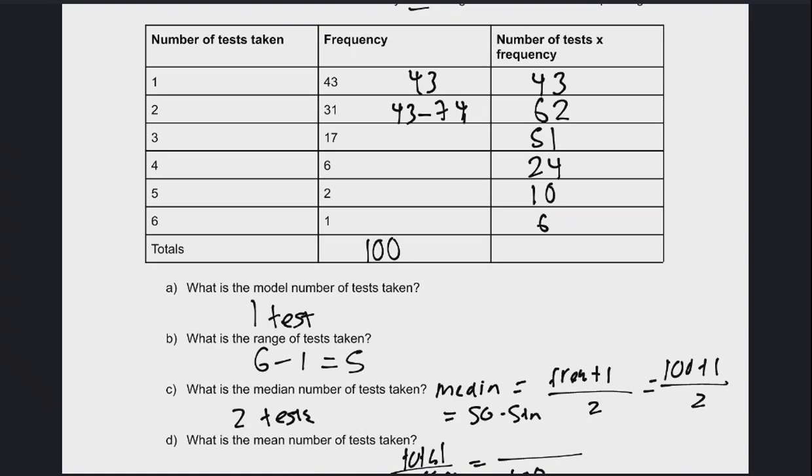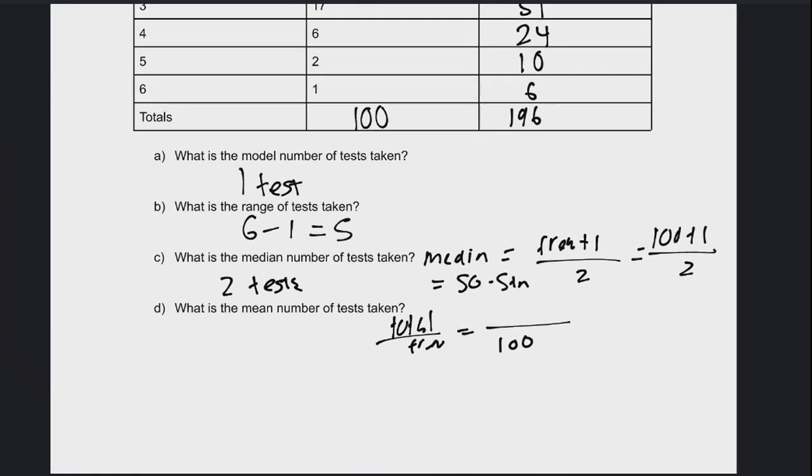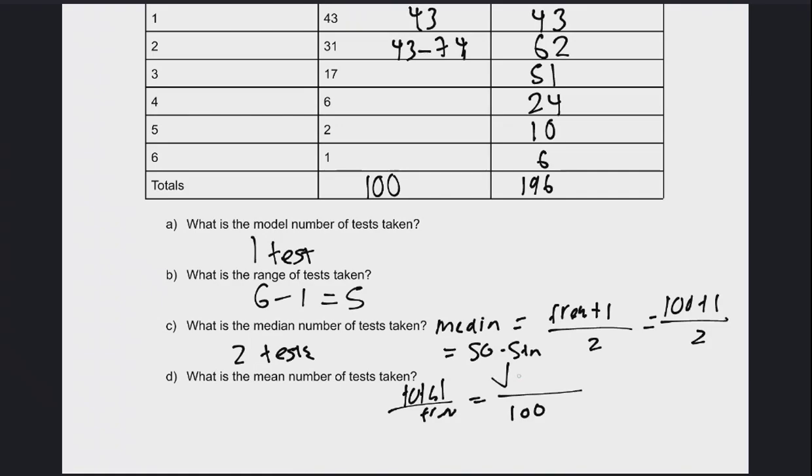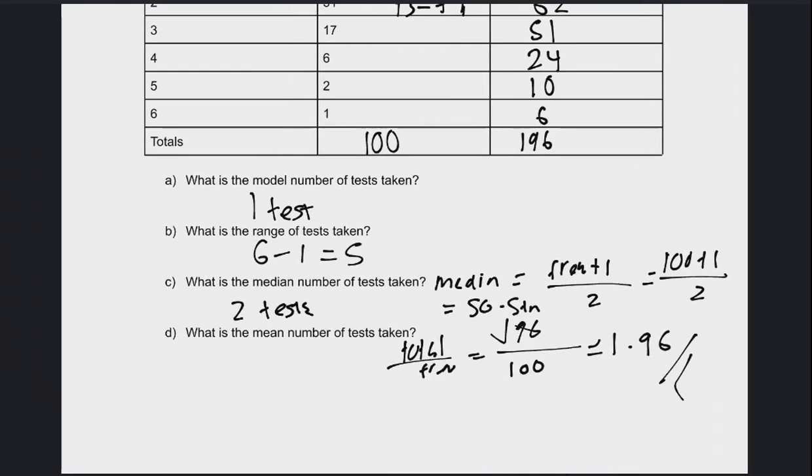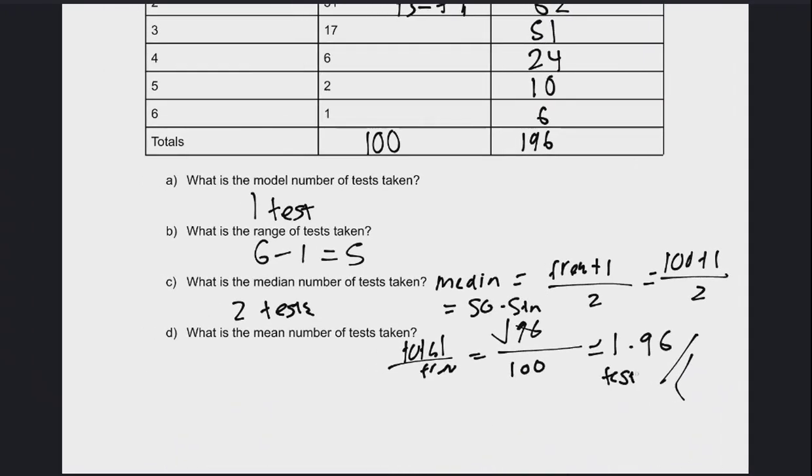So we have to add up all of these. 43 plus 62 plus 51 plus 24 plus 10 plus 6 is 196. So finally, we've got 196 divided by 100, which gives us 1.96. So the mean number of tests taken is actually 1.96 tests.